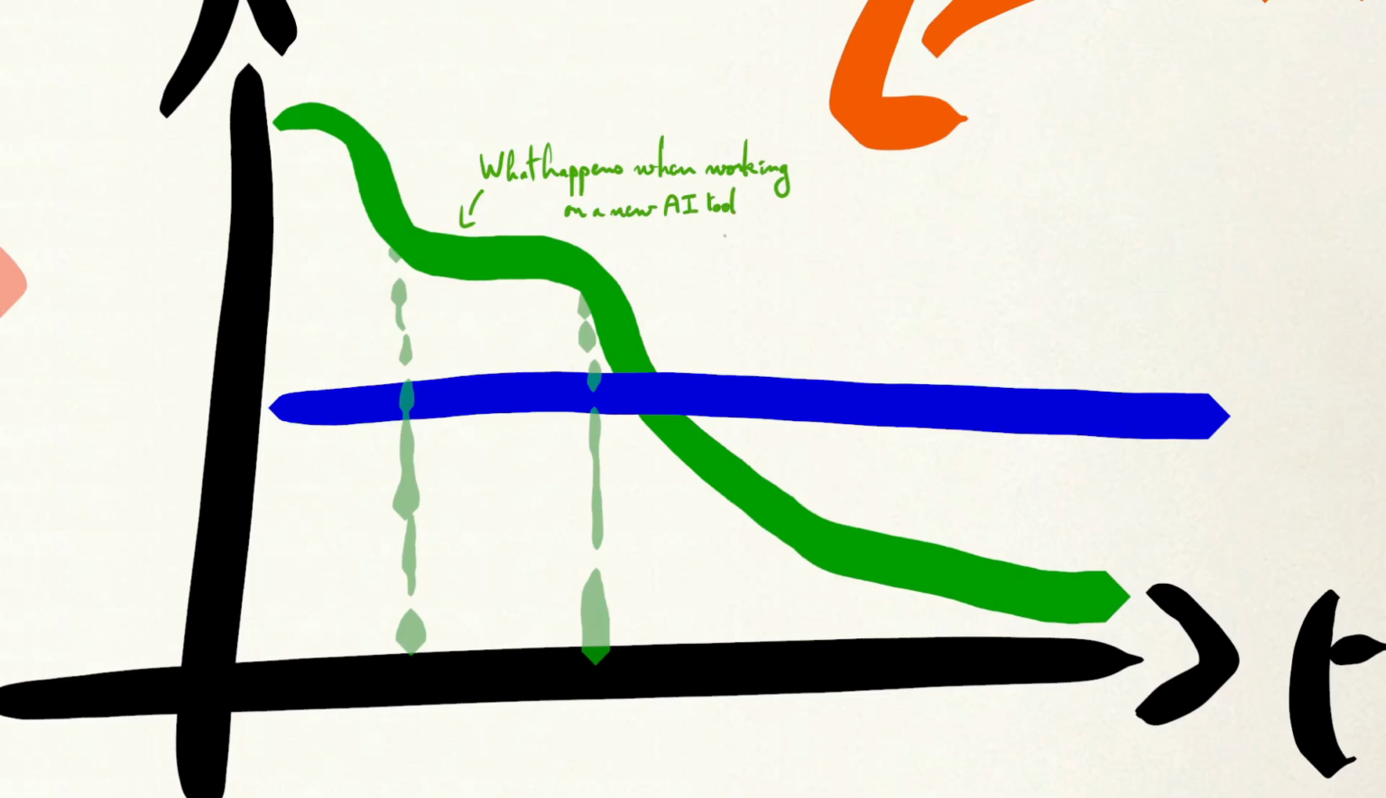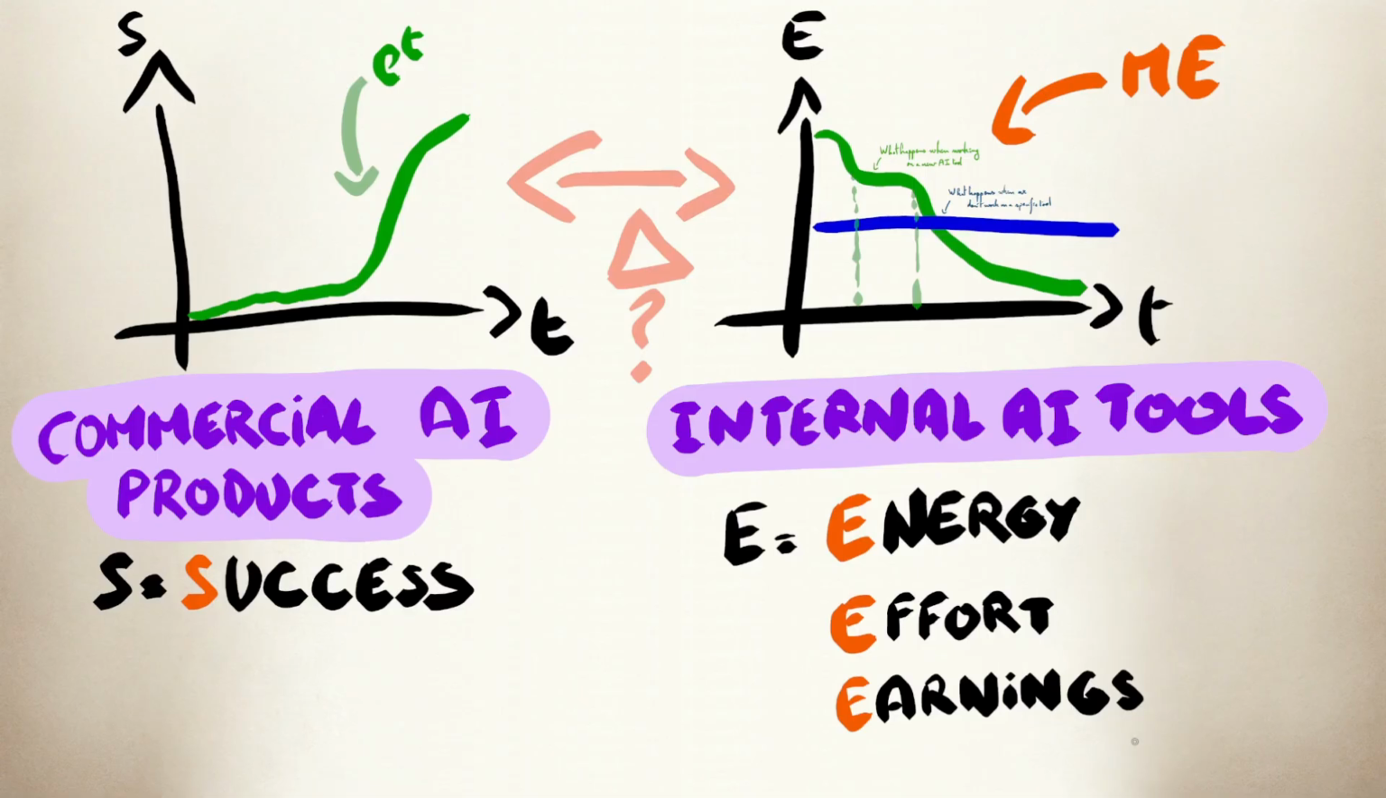In green here, this is what happens when working on a new AI tool. There are different phases, and it's important to understand those different phases in order to understand the trade-offs of what we are going into. And in blue here, this is what happens when we don't work on a specific tool. So the y-axis on this graph is actually three different things. It's energy, effort, and earnings.